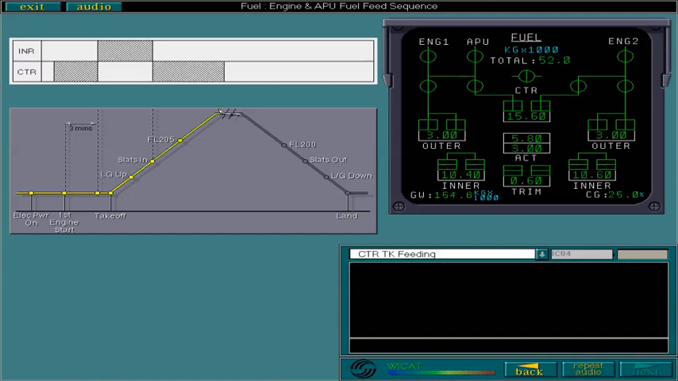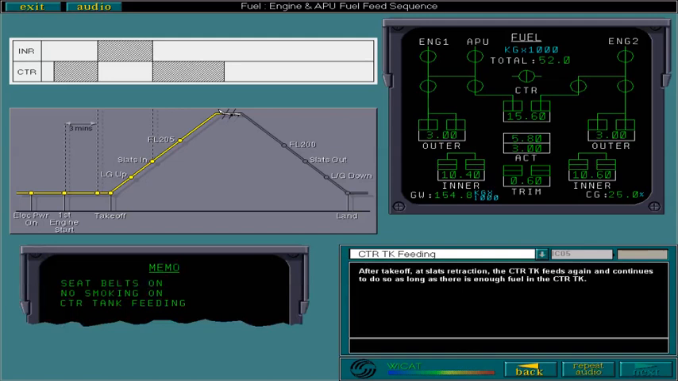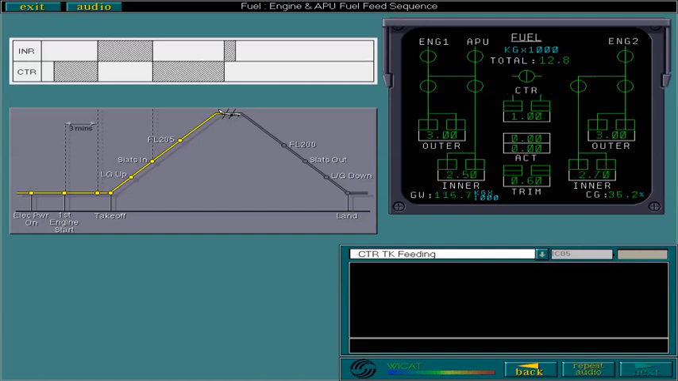After takeoff, at slats retraction, the centre tank feeds again and continues to do so as long as there is enough fuel in the centre tank. As a check for the fuel feed, this message will appear on the left ECAM every time the centre tank is feeding. When the level in the centre tank reaches a defined level, feeding will change to the inner tanks.